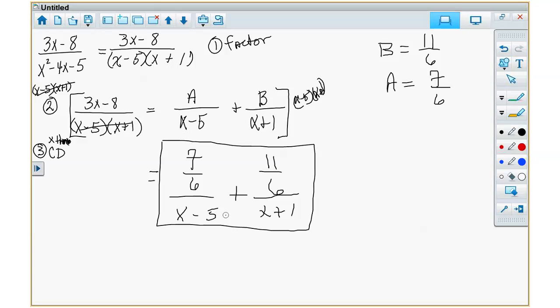You got to get a common what? To add these two, you got to get a common denominator. And when you do, you're going to get all this algebra, and you're going to come out to this right here, or this right here. So you've just broken this up into its parts. Okay? Now, remember, this is algebra. So we're going to do another one just for review.